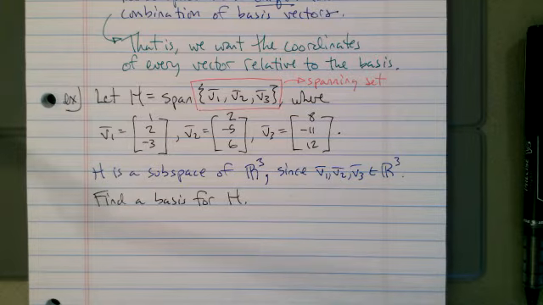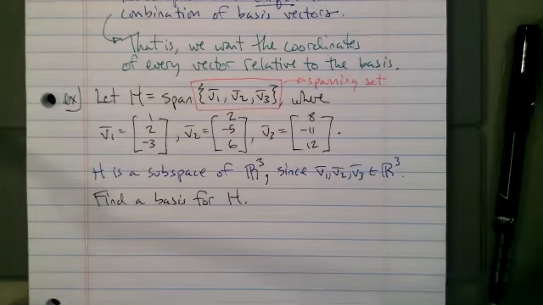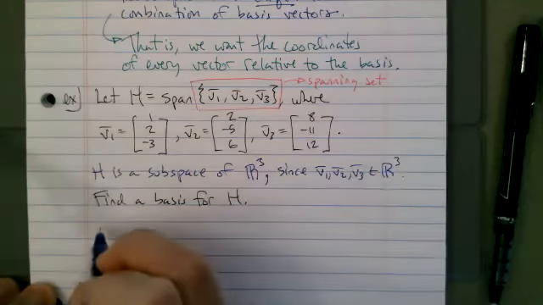We actually don't want an augmented matrix. We're just going to write a matrix, because we're not going to try to solve the equation AX equals B. We're just going to see if A has a pivot in every column. So I'm going to take the matrix V1, V2, V3.